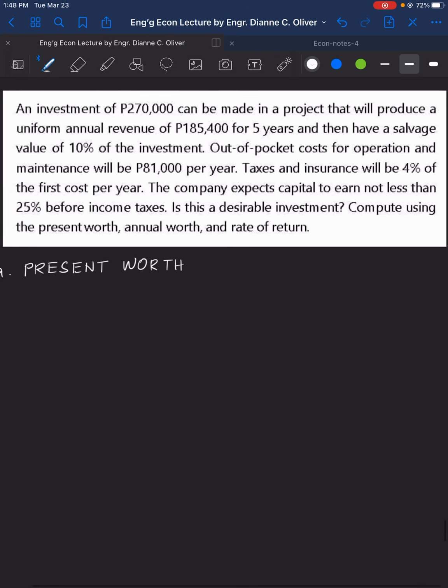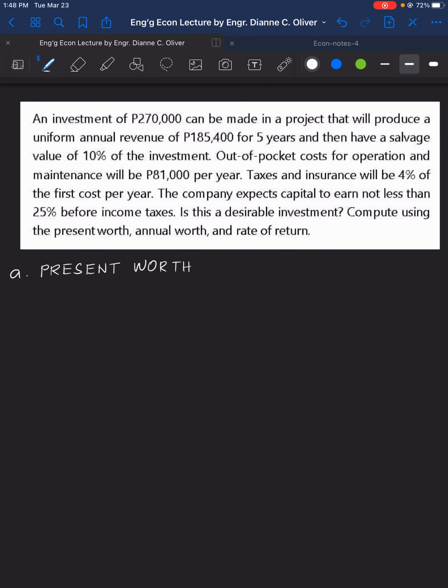Next sample problem, this will become the fourth one. An investment of 270,000 can be made in a project that will produce a uniform annual revenue of 185,400 pesos for 5 years and then have a salvage value of 10% of the investment. Out-of-pocket costs for operation and maintenance will be 81,000 pesos per year. Taxes and insurance will be 4% of the first cost per year.